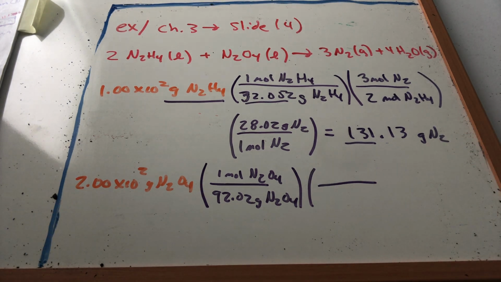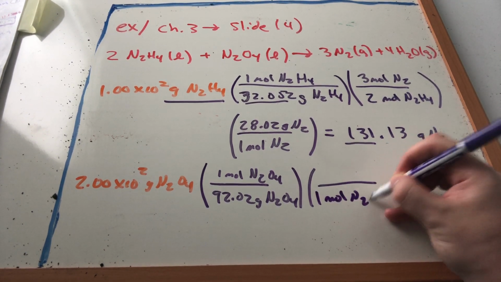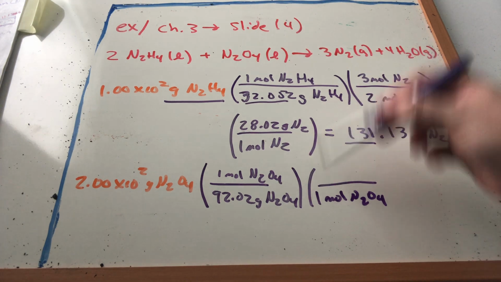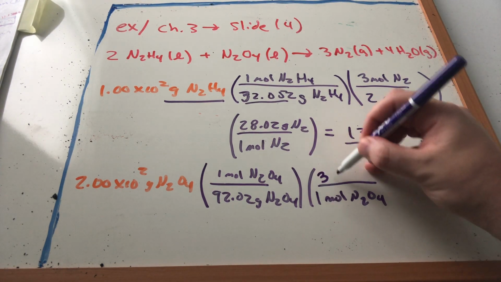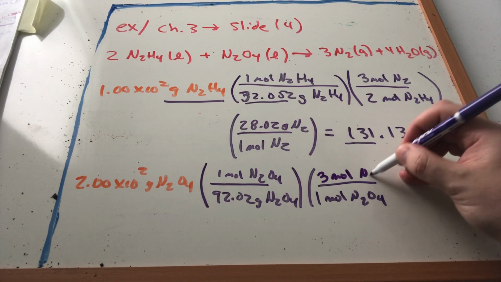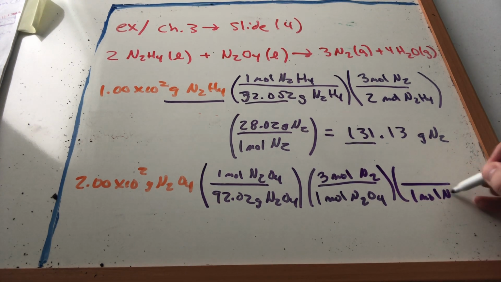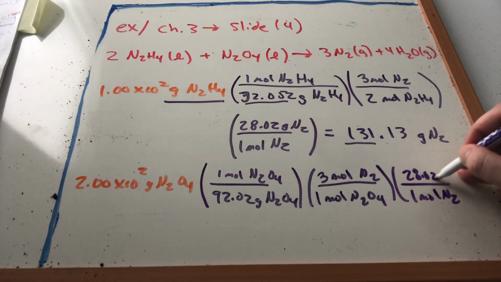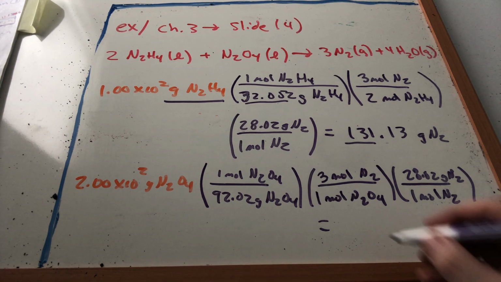We have to get to N2 information. So N2O4 has a 1 in front of it, so 1 mole of N2O4. So I use the stoichiometric coefficient there. N2 has a 3 in front of it, 3 moles of N2. 1 mole of N2, 28.02 grams of N2, right? We didn't have to go to grams, but because we were asked to calculate it, I just went all the way to grams.